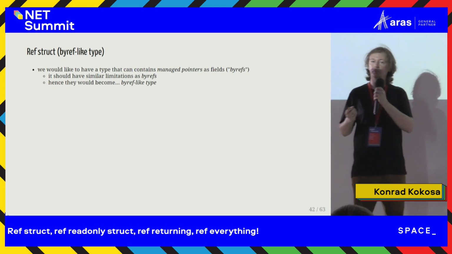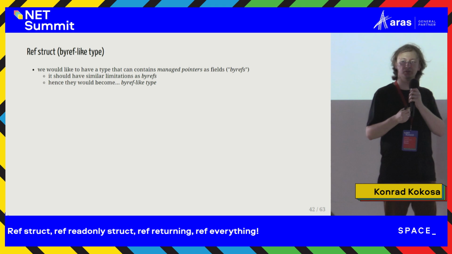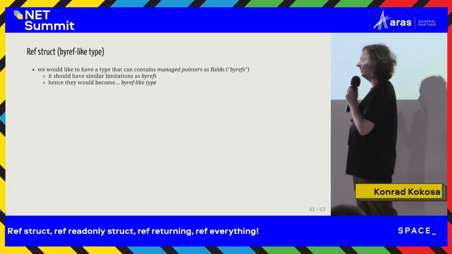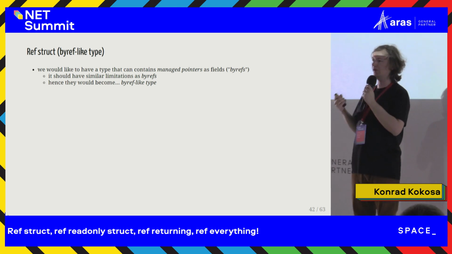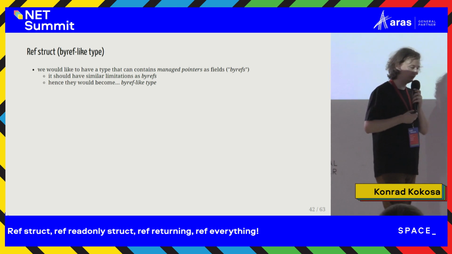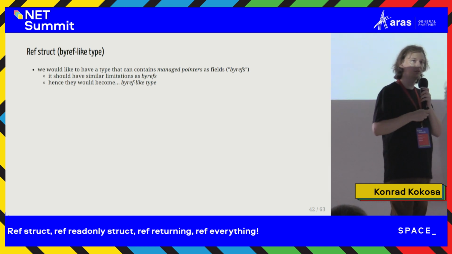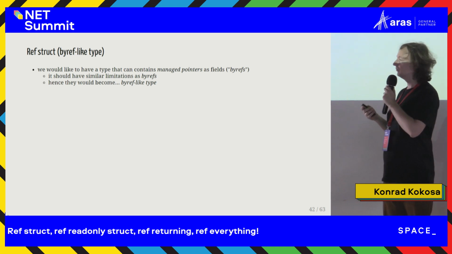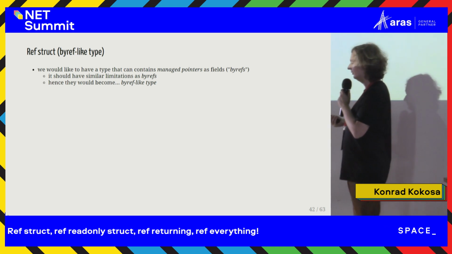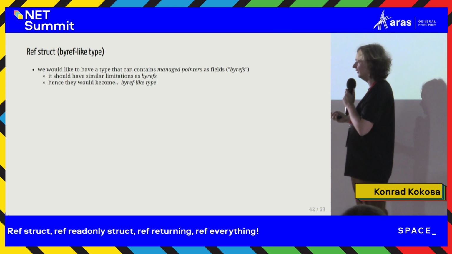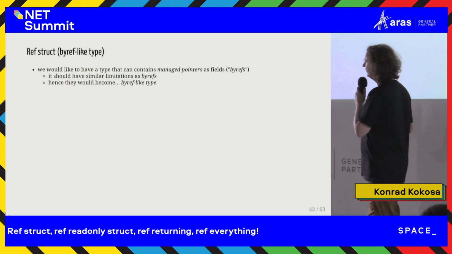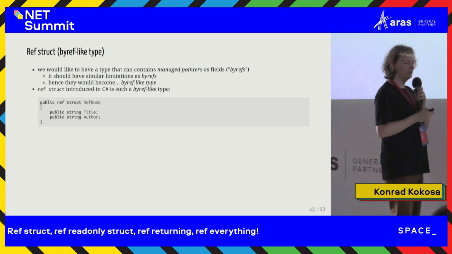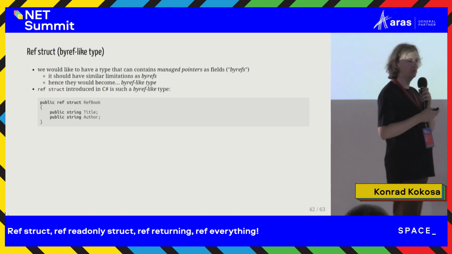Saying it the opposite way, we can say that a managed pointer should not even ever live on the heap. So we would like to have a type that would also live only on the stack, never created on the heap, and so it could contain a byref, because a byref will have the same limitation as the type itself, and that's why it's called a byref-like type. It is called a ref struct, in fact.